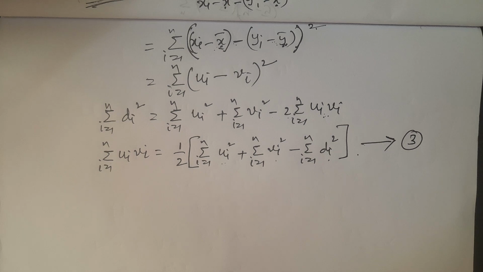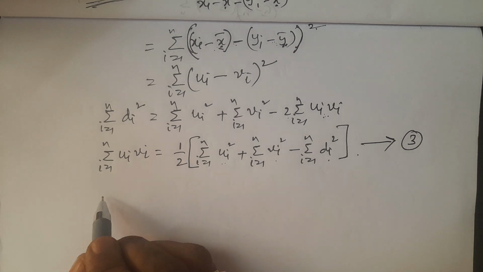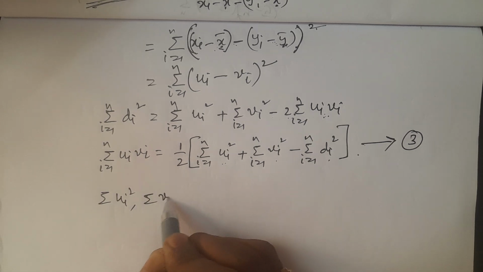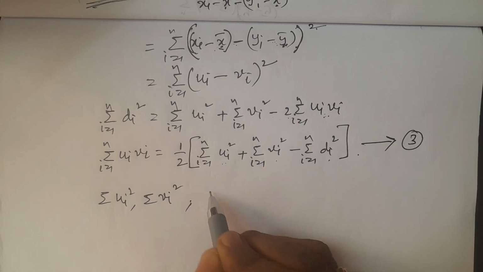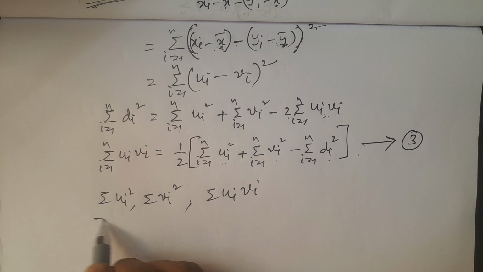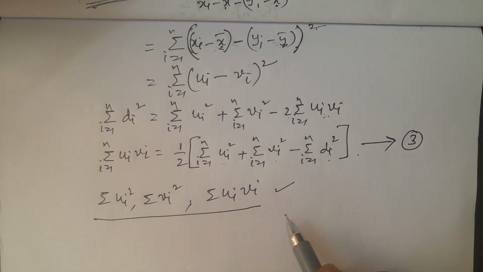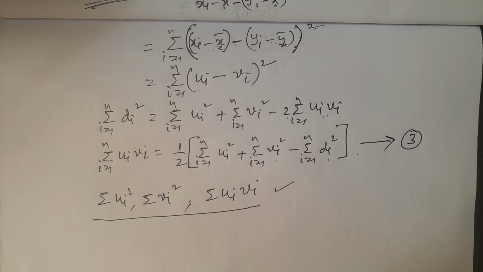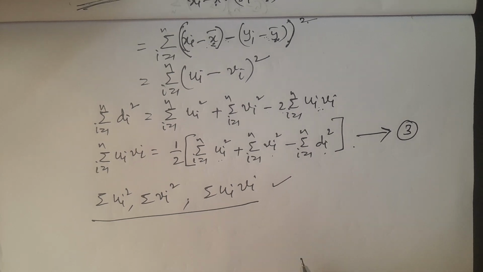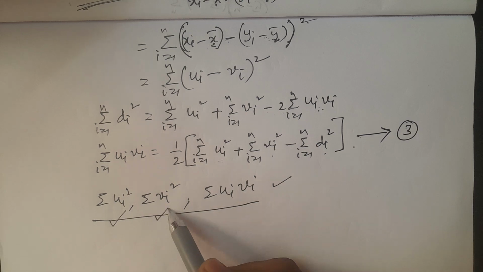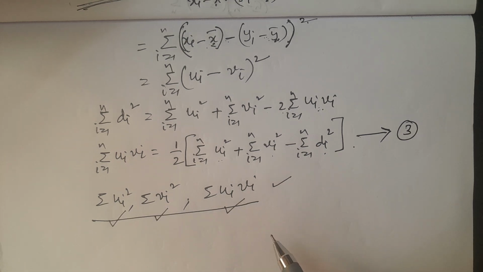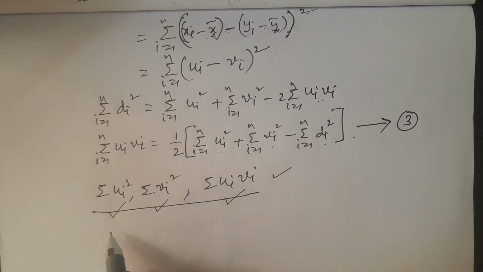Now you have to see the changes with ties. If you have a tie, then what would be the changes in the terms summation ui square, summation vi square, and summation ui vi? These are the three particular terms. What would be the changes in these terms? You have to see the changes if a tie occurs. That's all. I have already explained that the x bar and y bar values do not change.